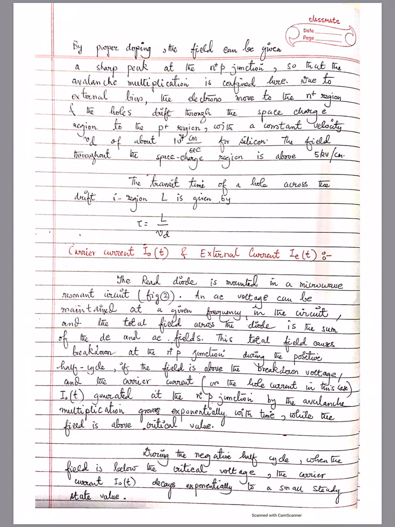So the IMPATT diode was first proposed by Read, so this basic structure is also known as the Read diode. It is mounted in a microwave resonant circuit, where an AC voltage can be maintained at a given frequency.